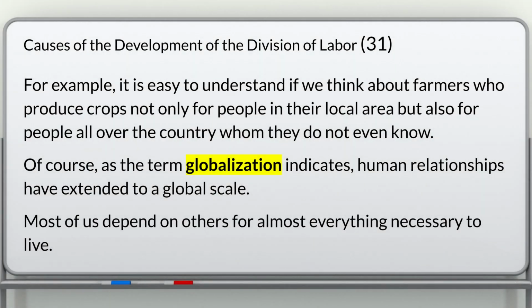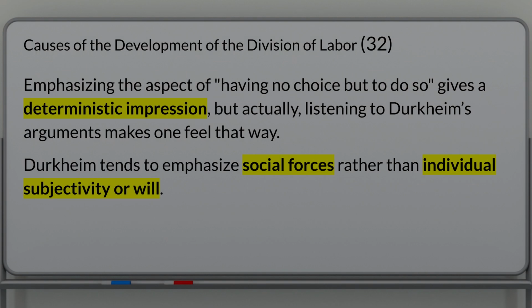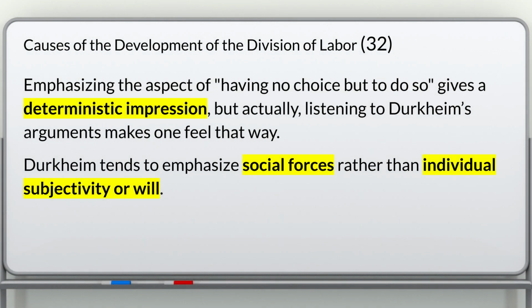For example, it is easy to understand if we think about farmers who produce crops not only for people in their local area but also for people all over the country whom they do not even know. Of course, as the term globalization indicates, human relationships have extended to a global scale. Most of us depend on others for almost everything necessary to live. Emphasizing the aspect of having no choice but to do so gives a deterministic impression, but actually, listening to Durkheim's arguments makes one feel that way.